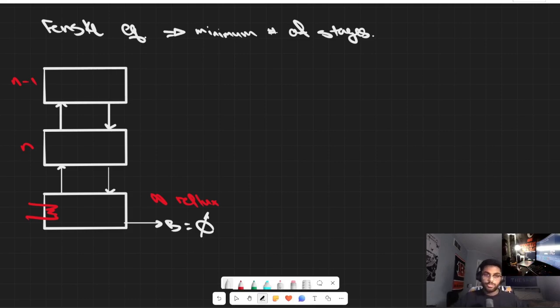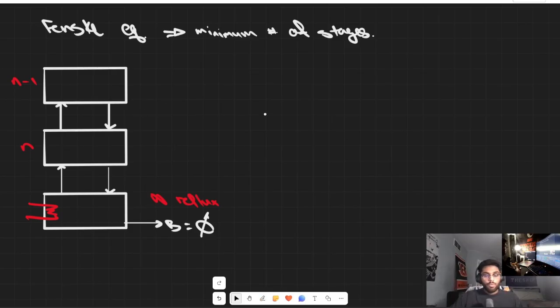So what we're going to do here today is derive the Fenske equation for the minimum number of stages in a distillation column. What I have here are just a couple stages that would be in the stripping section of our distillation column, and we have our reboiler here at the very bottom.